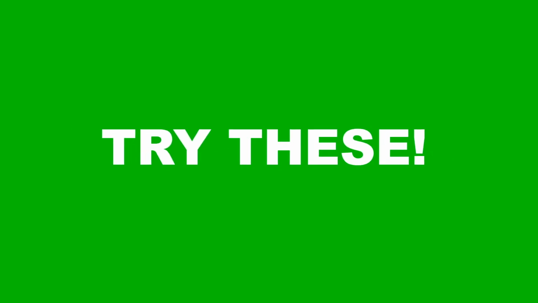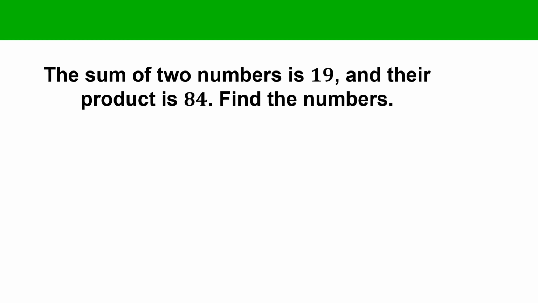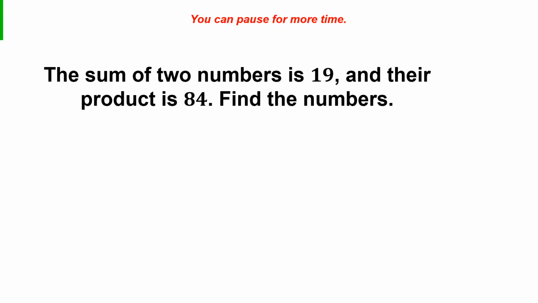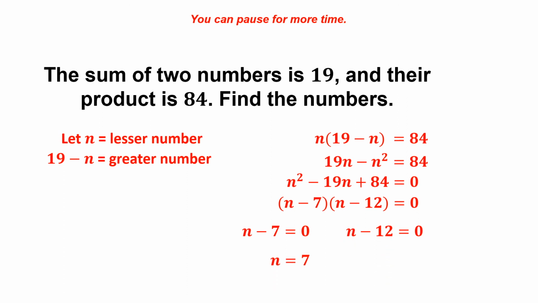Now, try solving these problems. The sum of two numbers is 19 and their product is 84. Find the numbers. Here is a suggested solution. Therefore, the numbers are 7 and 12.